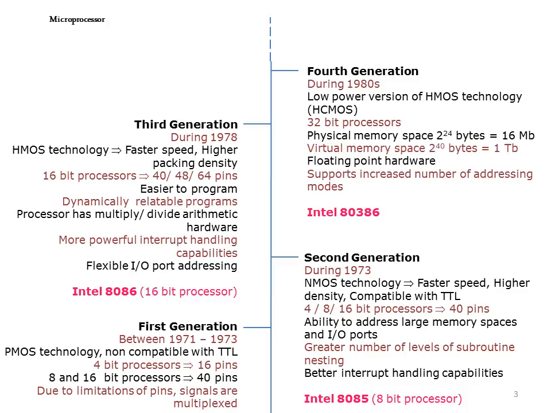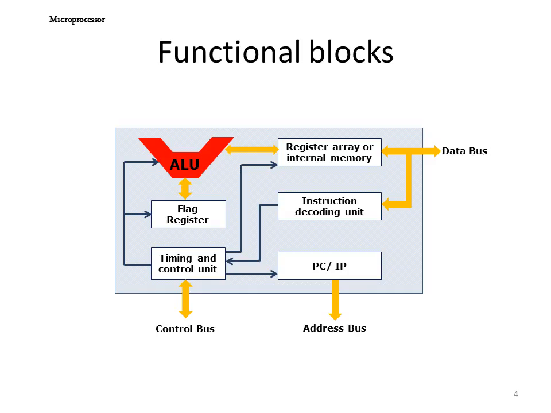Fourth generation during 1980s, it has a low power version of HMOS technology, that is HCMOS. 32-bit processors are released. Physical memory space is 2 power 24 equal to 16 MB and virtual memory space is 2 power 40 equal to 1 terabyte. Floating point hardware supports increased number of addressing modes. The main important microprocessor released under this fourth generation is the 80386 microprocessor, and then the fifth generation processors, and the next generation is from then till today.